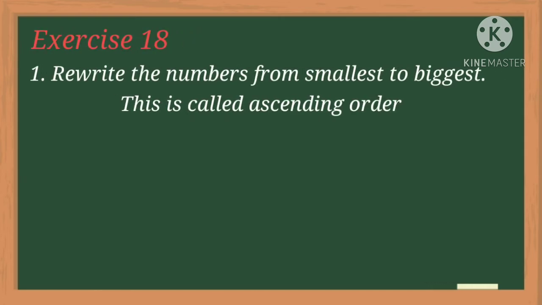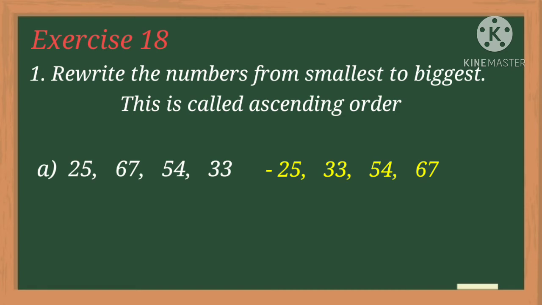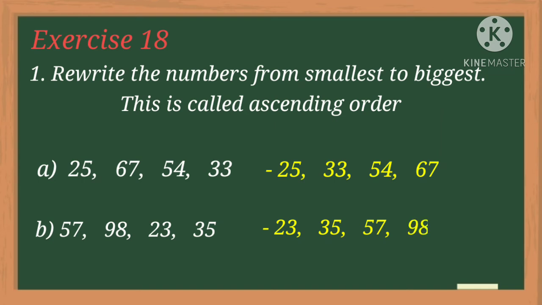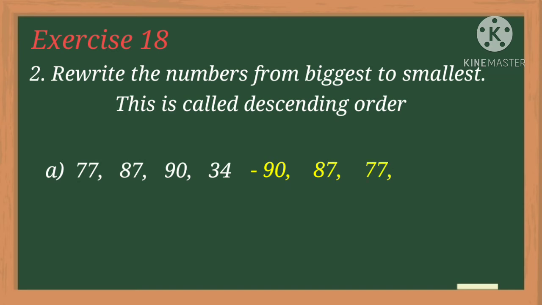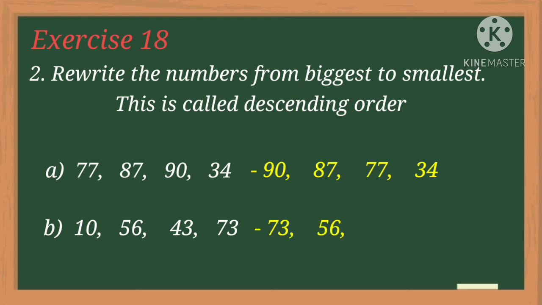Now exercise 18, rewrite the numbers from smallest to biggest or ascending order. Which is the smallest? Yes, 25, 33, 54 and 67. The second one, 23, 35, 57 and 98. Like this, arrange from small number to the bigger number. Second main is quite opposite. This is arranging from big to small. Here big is 90, 87, 77 and 34. And the second question, 73, 56, 43 and 10. Solve the remaining questions.